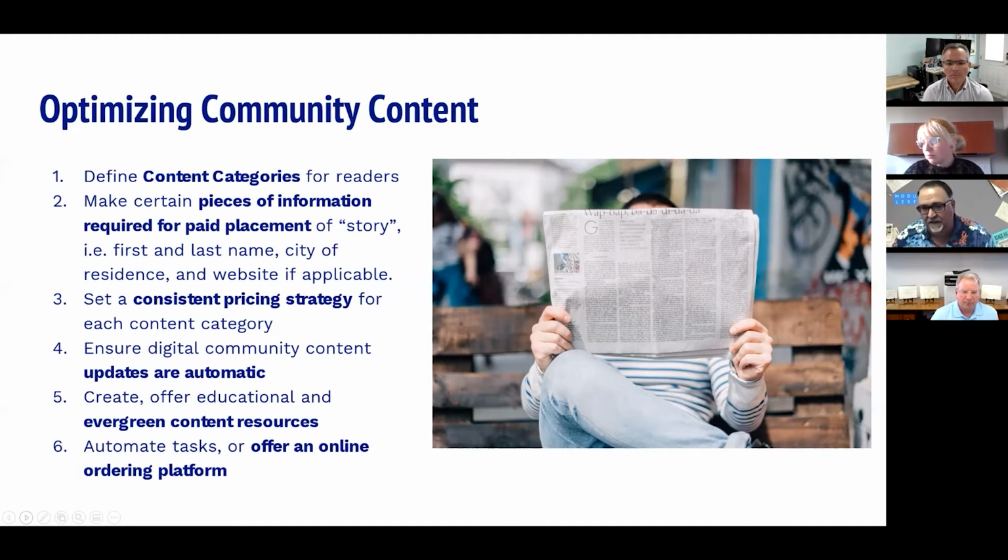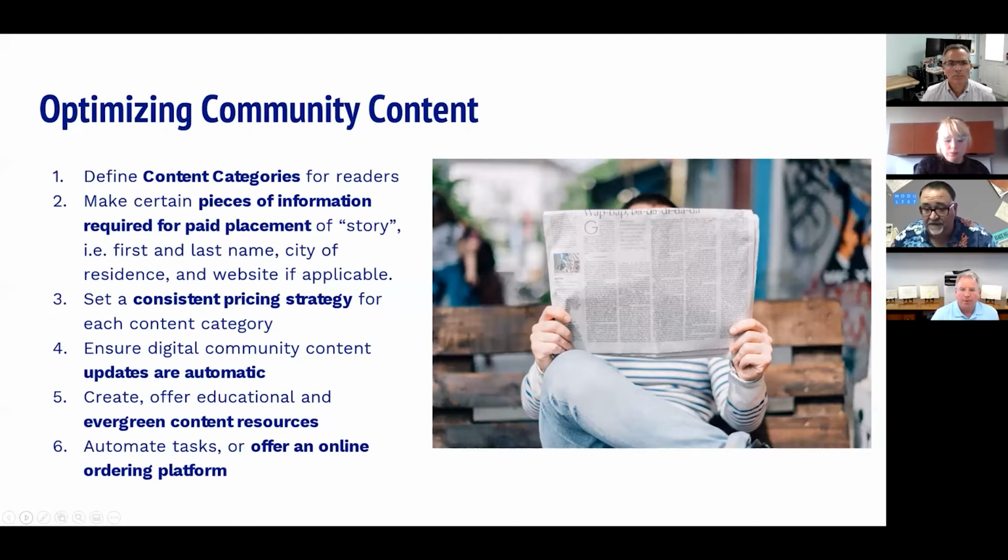So what we do, not only for our publisher partners and for the community, is that we help define content categories for readers. Oftentimes a reader will come on and they're looking to place something about some type of milestone for a loved one. Our system helps sort it out exactly what it is that they're looking to place in your publication. In addition, the system helps make certain that certain pieces of information for a story get included, right? Not all of our consumers, not all of our funeral homes, not all of our small business partners out in the community are all that media savvy, right?